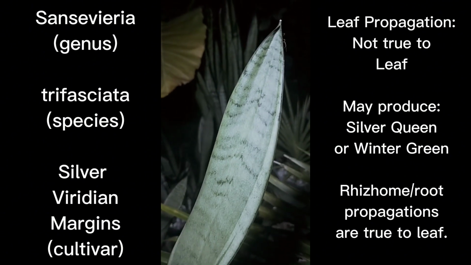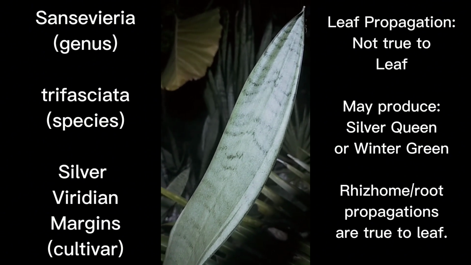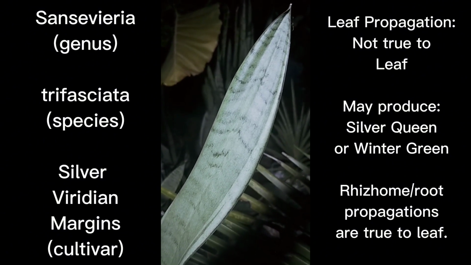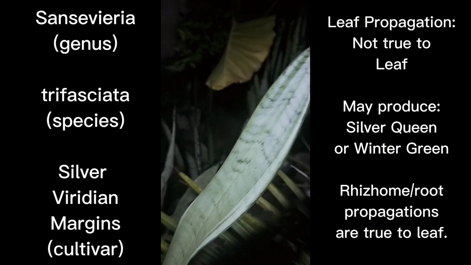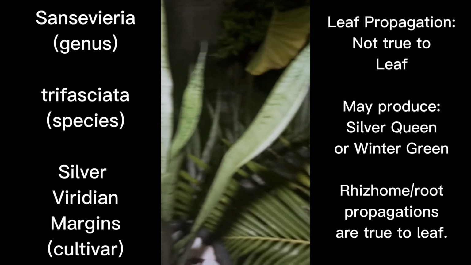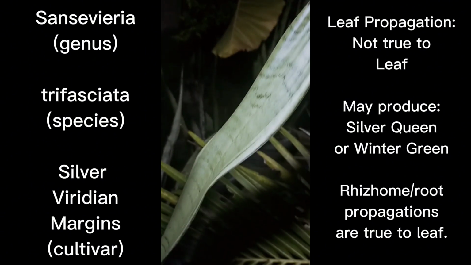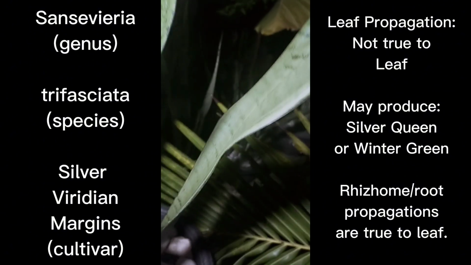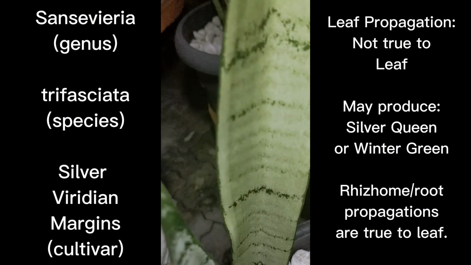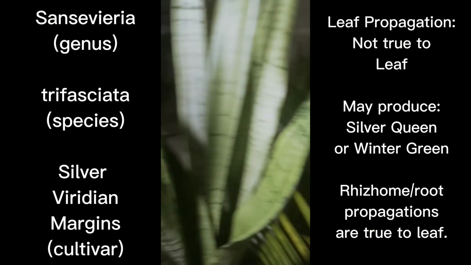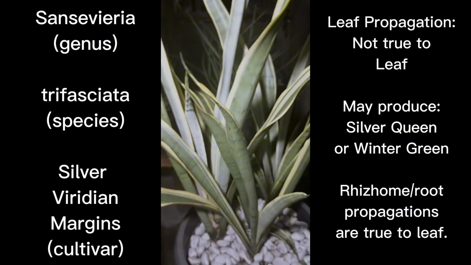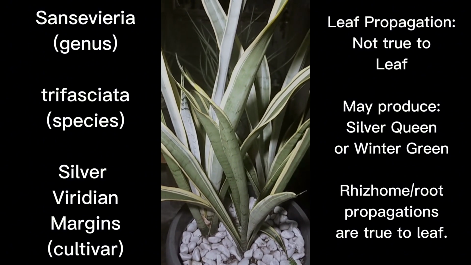This is Sansevieria trifasciata Silver Silhouette. My Silver Silhouette also came from the same mother plant where I got my Sansevieria trifasciata Silver Viridian Margins. It is a trifasciata silver that has very faint marginations on the sides of the leaves. Not all, but almost all of them. Here is Sansevieria trifasciata Silver Laurentii.